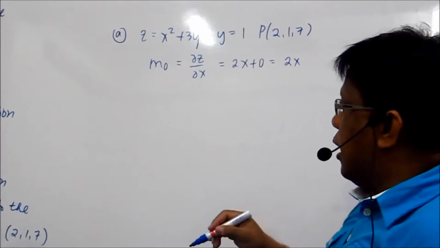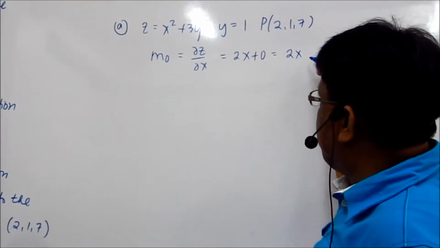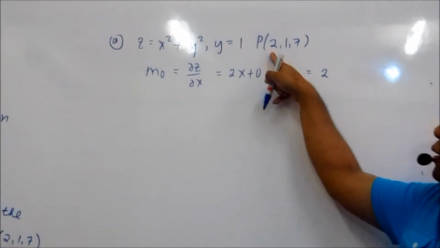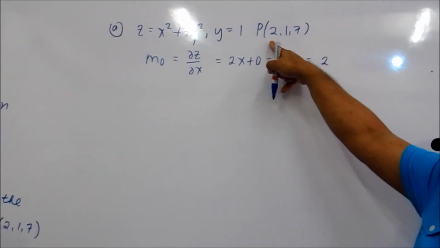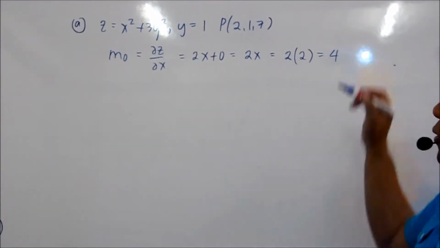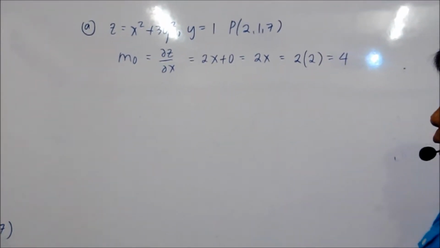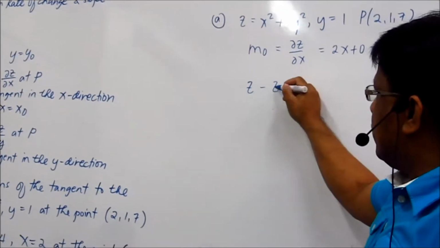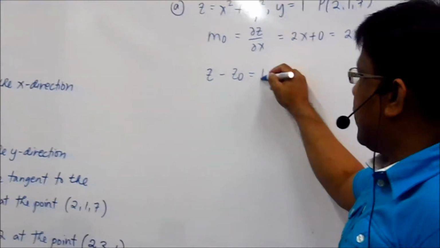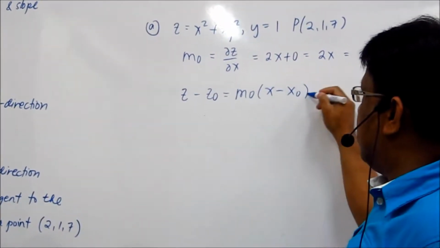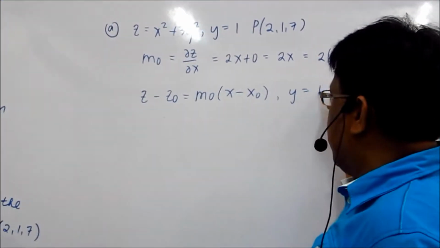Then for the value of m sub 0, we just use the value of the given point where x is 2. So we have 2 times 2 equals 4. So what is then the equation? Using the formula, z minus z sub 0 equals m sub 0 times the quantity x minus x sub 0, and we have the plane y equals 1.